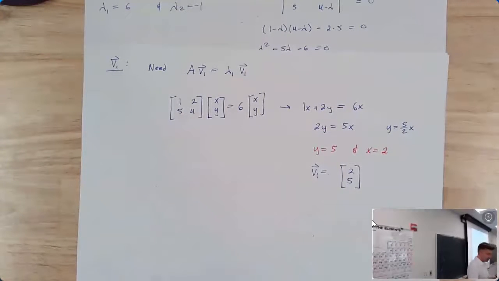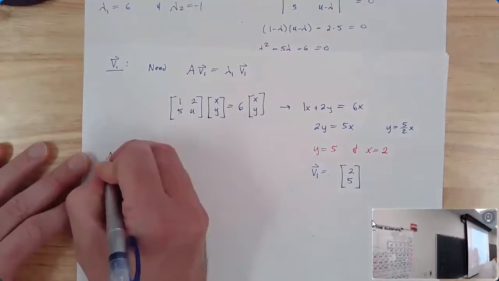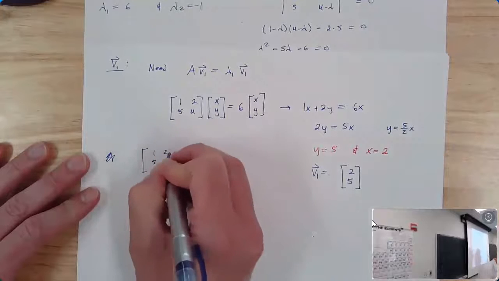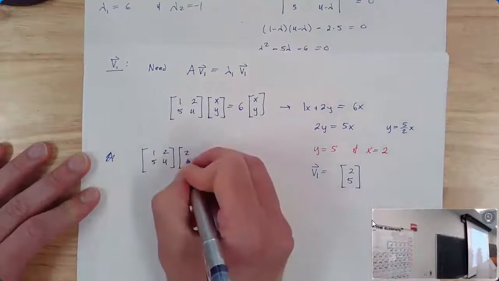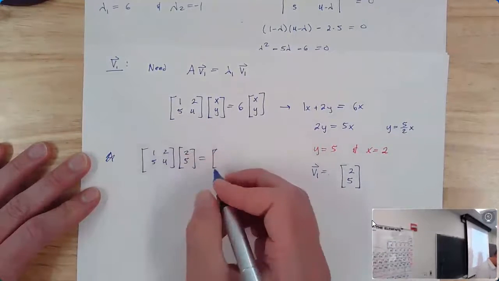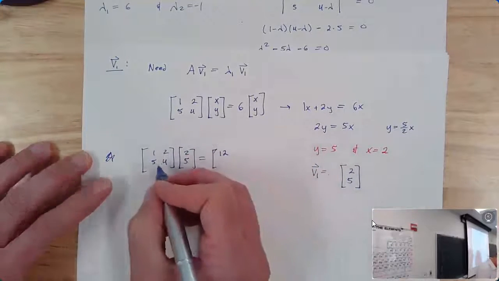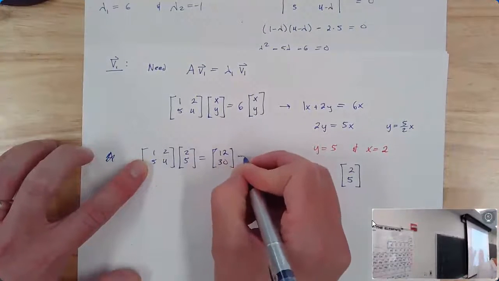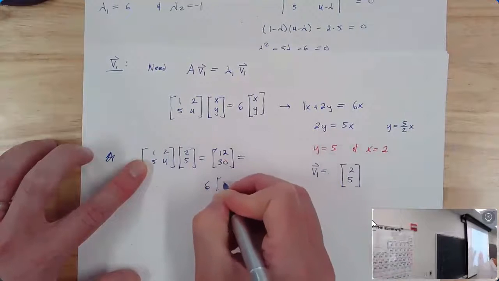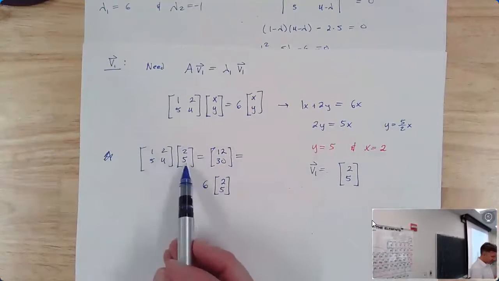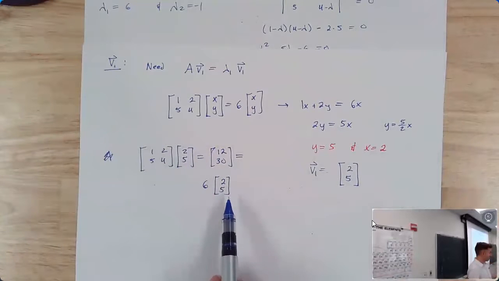So that's our eigenvector. And again, here's what this really means. This means that A times this eigenvector, I just want to write it down. So 1, 2, 5, 4 times my eigenvector is equal to, let's see, 1 times 2 is 2, 2 times 5 is 10, 2 plus 10 is 12, 5 times 2 is 10, 4 times 5 is 20, 10 plus 20 is 30. And look, that's exactly 6 times the vector 2, 5. That is the whole point. If something's an eigenvector, if you multiply the matrix by it, you just get the eigenvalue times it.